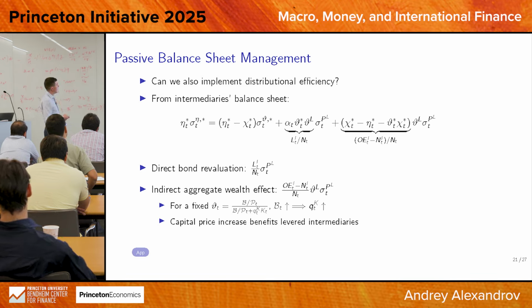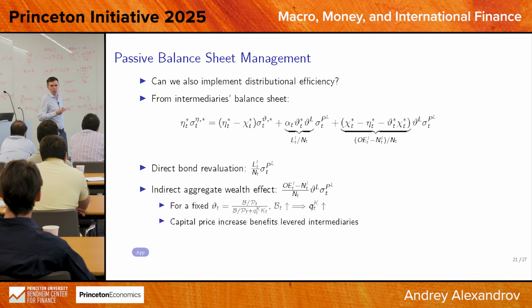One is the direct bond revaluation effect. That's going to depend on this alpha. So that's pretty straightforward. If the intermediaries are the ones who hold these long-term bonds, and I increase the price of a long-term bond, they're going to gain something. Whoever holds the long-term bonds is going to gain from a long-term bond price increase.